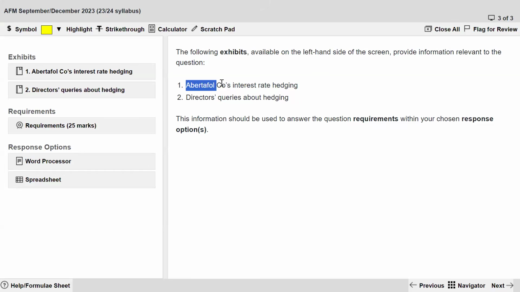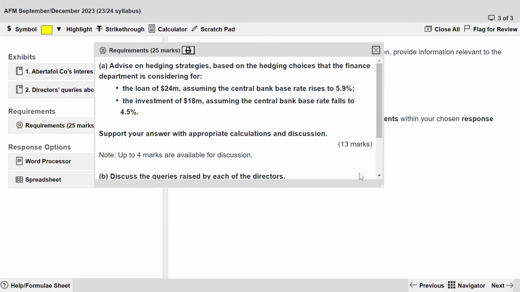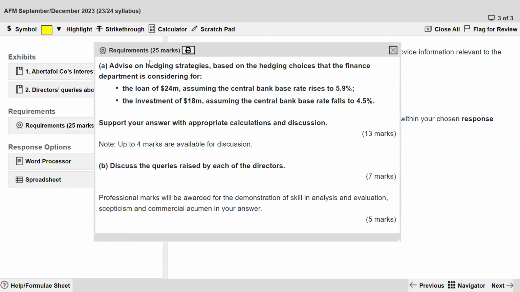It says Abertafol company's interest rate hedging. That's one thing. And then director's queries about the hedging. That's another thing. The information should be used to answer the question requirements within your chosen response options. Now, what exactly are the requirements of the question? Let's see, and we'll try to answer.